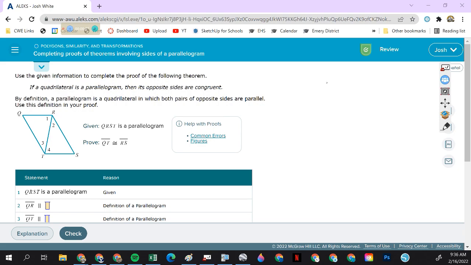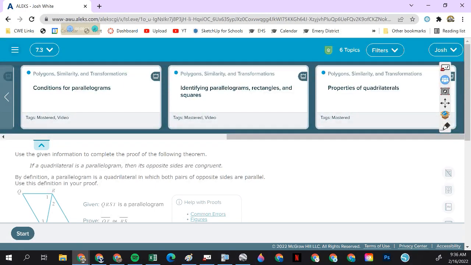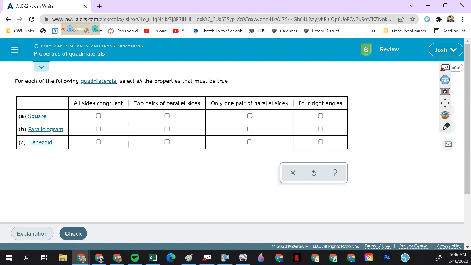This is 7.3. There are 6 questions we need to do. They deal with quadrilaterals. So, we've done something like this before. A square. You want to select all properties that must be true.